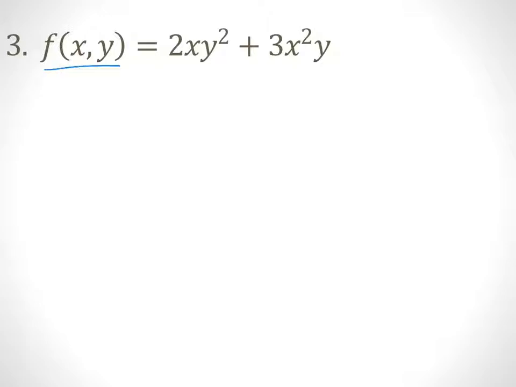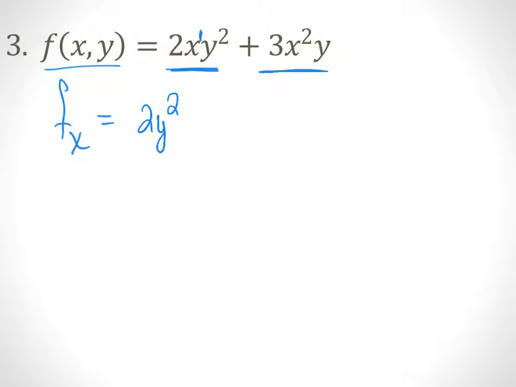Okay, we have a function of x and y, two variables. We're looking for the partial derivative with respect to x. We notice both terms have an x in it, so let's take the first order with respect to x on this first term. When we do that, the y and the 2 are all numbers, so those are going to come along for the ride, and that's going to give us 2y squared as a coefficient. The x has a power of 1. Its derivative is just 1. So we get 2y squared.